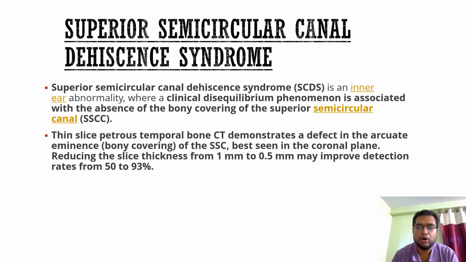The superior semicircular canal dehiscence is an inner ear abnormality where there is a clinical disequilibrium phenomenon that is associated with absence of bony covering of the superior semicircular canal. The thin slice petrous temporal bone CT demonstrates a defect in the arcuate eminence or the bony covering of the superior semicircular canal, which is best seen in the coronal images only. So that is why I showed you the coronal images of that particular patient, the HRCT. And using thin sections will definitely improve the detection rates.